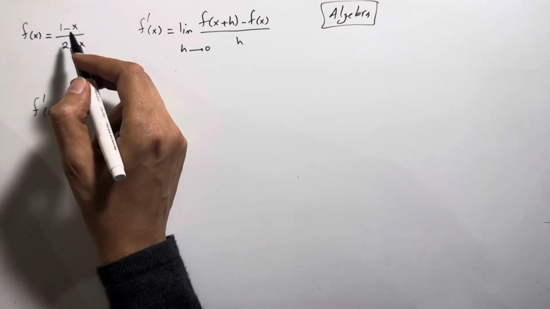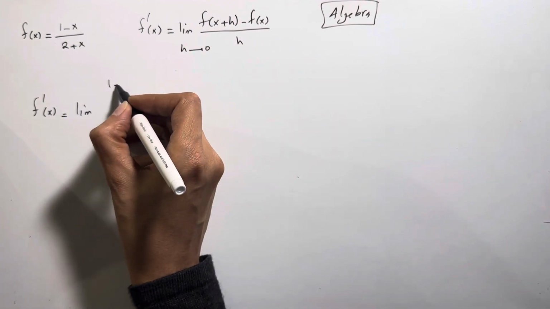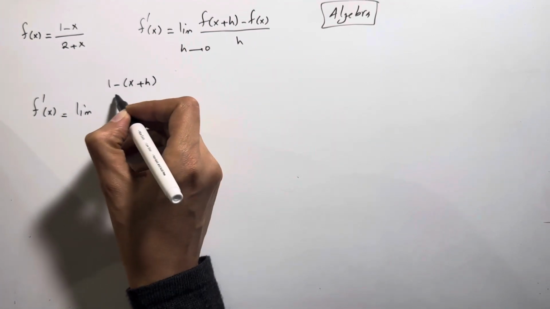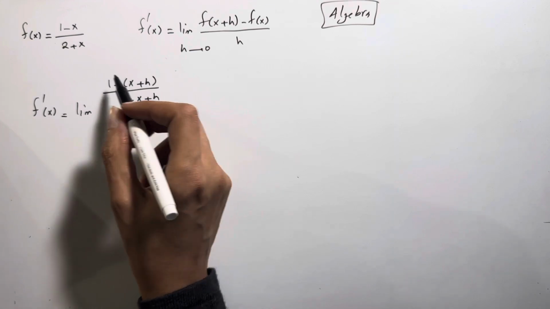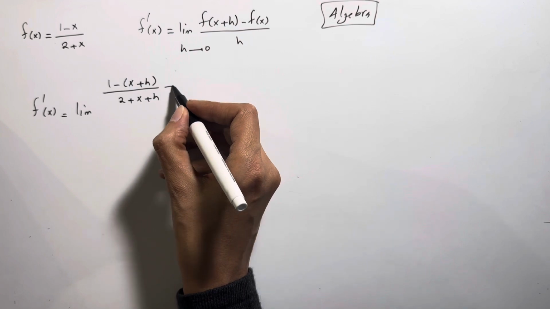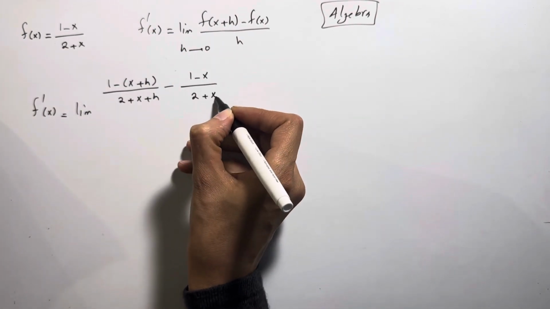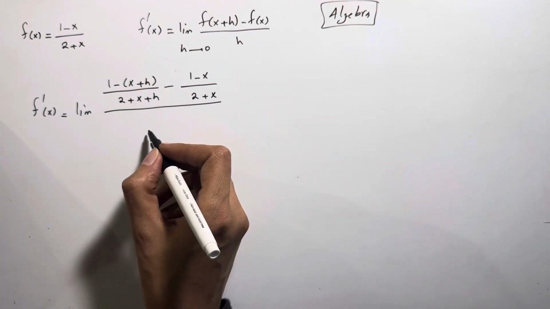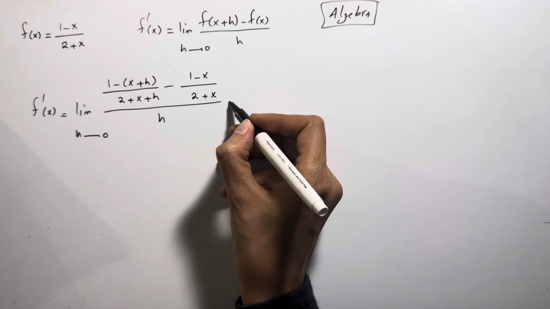The limit of, wherever you see x, you're going to substitute that by x plus h. So you have 1 minus parentheses x plus h divided by 2 plus x plus h. We don't need any parentheses here because it's just a plus, it doesn't change the sign. Minus f of x, which is 1 minus x, divided by 2 plus x. Everything is over h as h goes to 0.